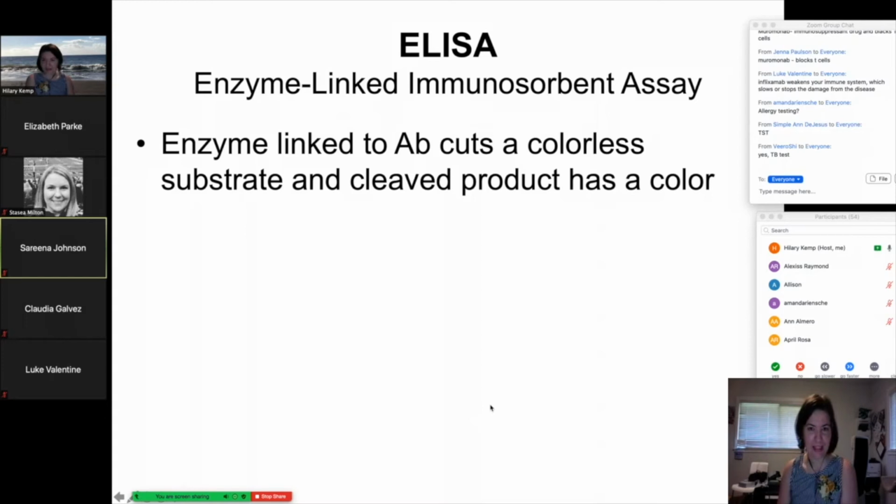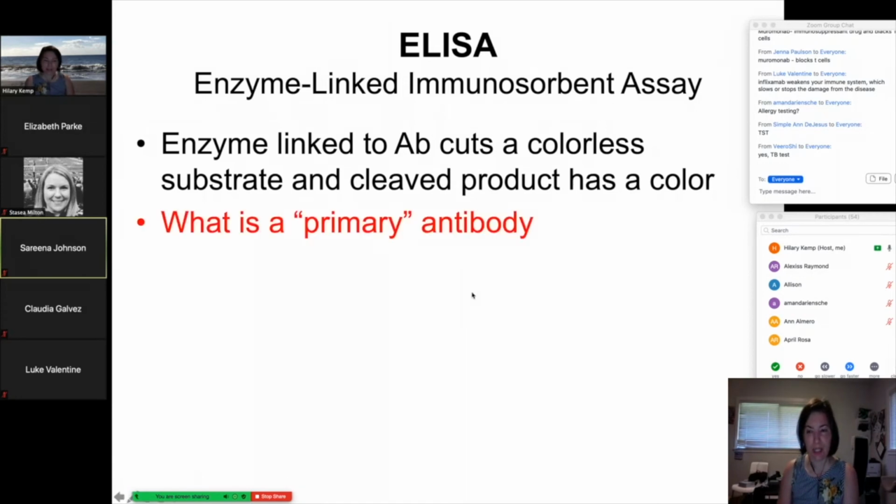Okay, last but not least, we've got ELISAs, and ELISAs are so cool. It's a word that stands for enzyme-linked immunosorbent assay, which is very long and complicated, but what it means is if you have an antibody against something, you can use that to make a pretty simple color test. And what you do is you've got an antibody linked to an enzyme, and the enzyme is usually peroxidase. And peroxidase takes a colorless substrate, and when it cuts it, it produces a color.